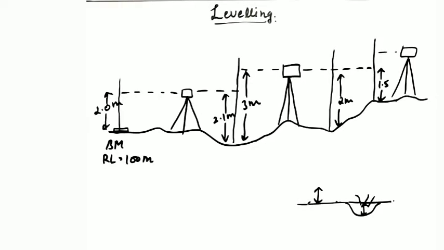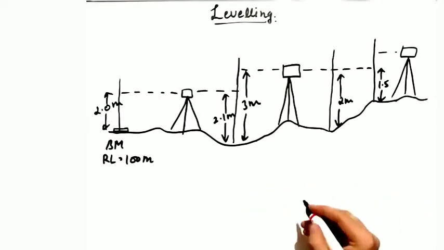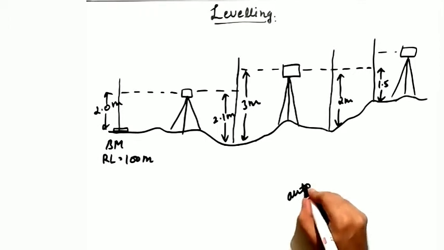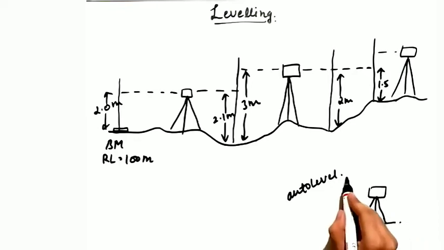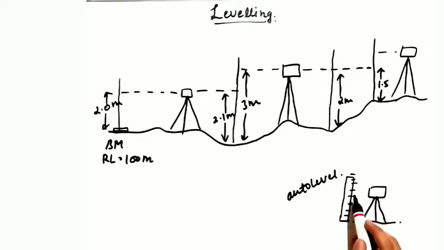How do we perform leveling? Leveling is performed using an instrument called an auto level. Auto level is an instrument. Diagrammatically it is simply shown like this. We have a staff with us. This staff has some readings over here. It has some least count, and this is the line of sight. So it will read the correct reading at its line of sight.